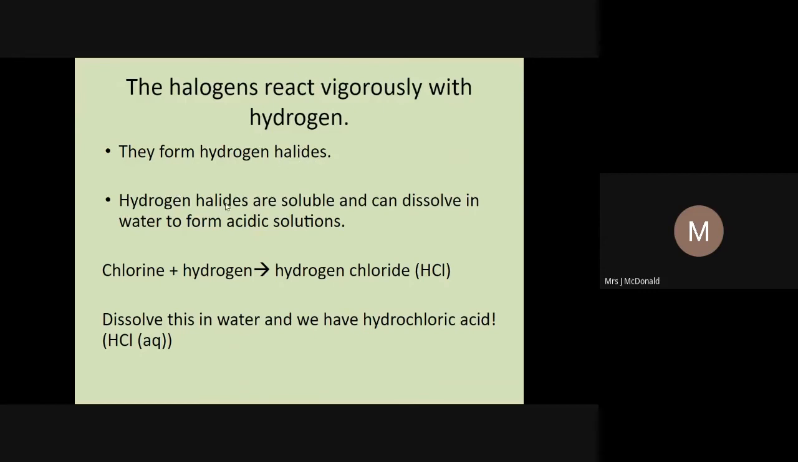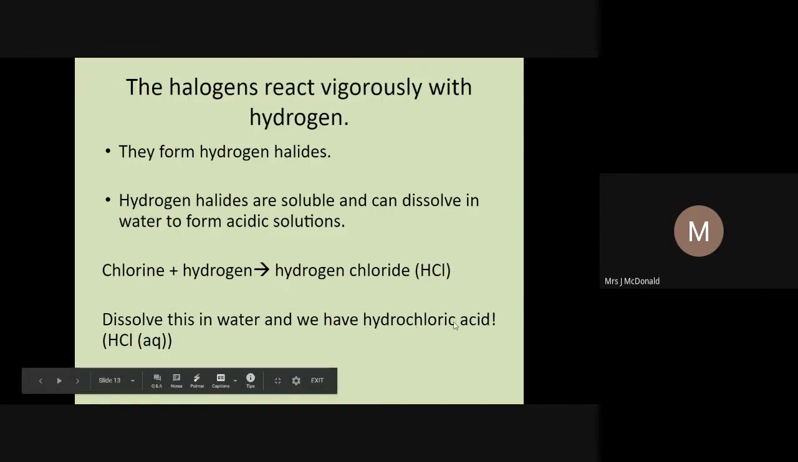Hydrogen halides are soluble and can dissolve in water to form acidic solutions. Chlorine, the halogen, and hydrogen form hydrogen chloride, a halide here. But if we dissolve it in water, we end up getting hydrochloric acid. Exactly the same formula, but look at the end of the formula, we put the aq mark.